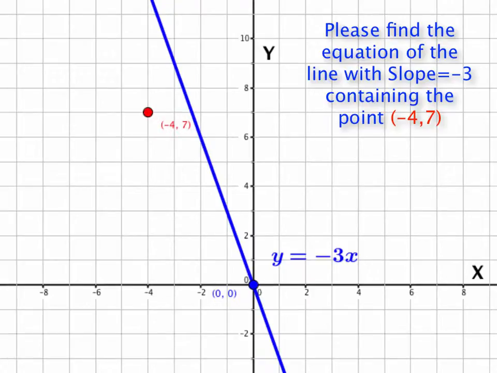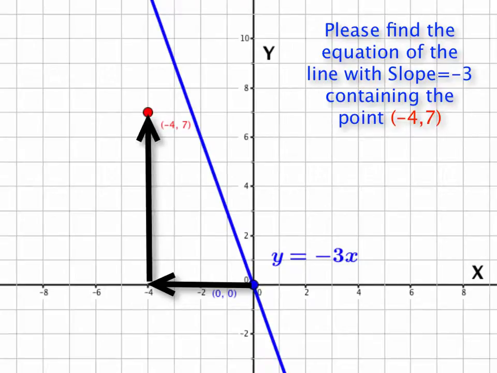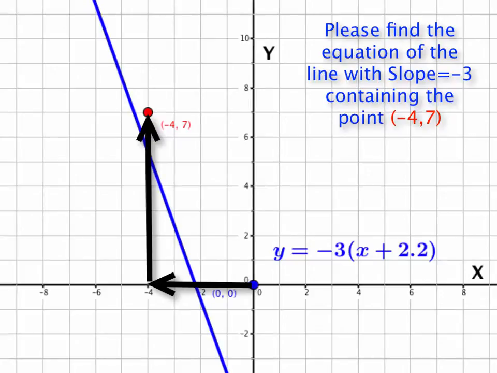And I think the easiest way to make that happen is to take our original graph, which goes through (0, 0), and move it to the left 4 units and up 7 units. Well, we know exactly how to do that. If we want to move our graph to the left 4 units, all we need to do is replace the x in our equation with an x plus 4.